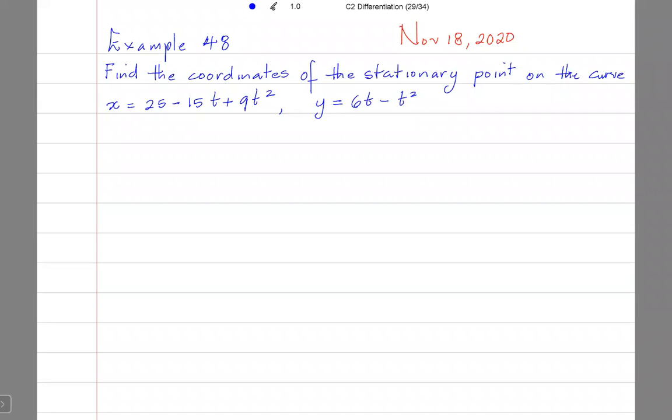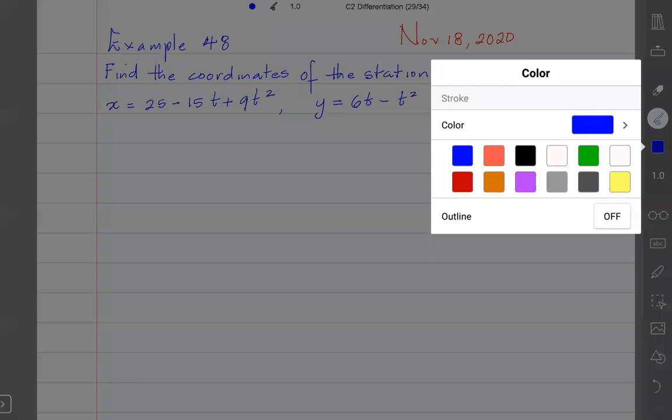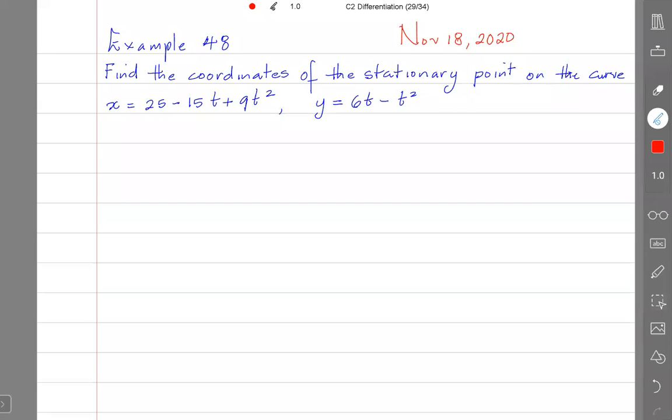All right, so November the 18th, 2020, we're looking at example 48. This says find the coordinates of the stationary points on the curve, and the curve is defined as you see it below you. Let me show you how I would start. I would start by first finding dy by dx.